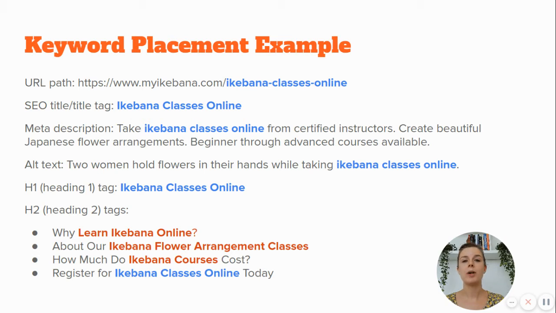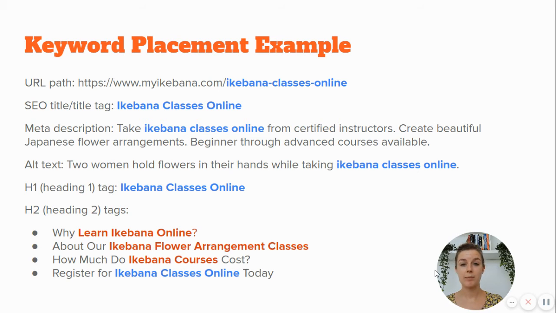I don't want to keyword stuff, so I'm not going to put Ikebana classes everywhere on my page or without context. So I need to craft sentences around these keywords, specifically for the meta description. I want to invite people to click on that search result. So: take Ikebana classes online from certified instructors, create beautiful Japanese flower arrangements, beginner through advanced courses available. That tells users what they're going to see when they click on my search result.